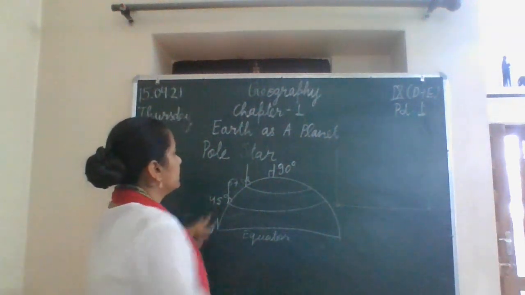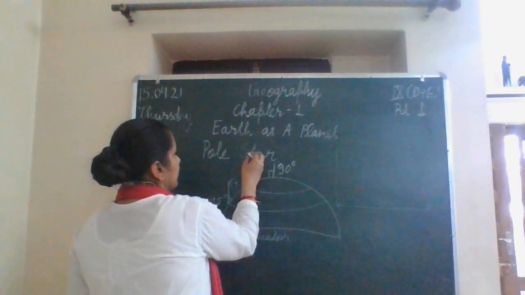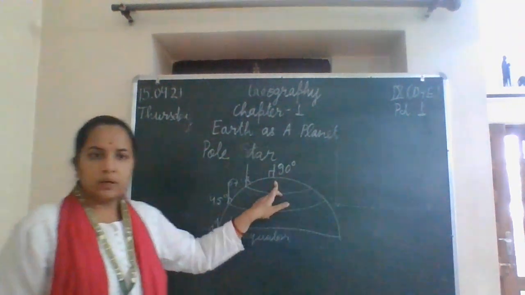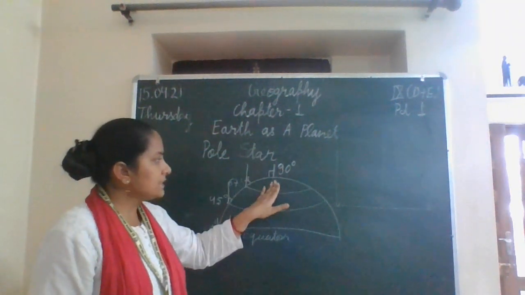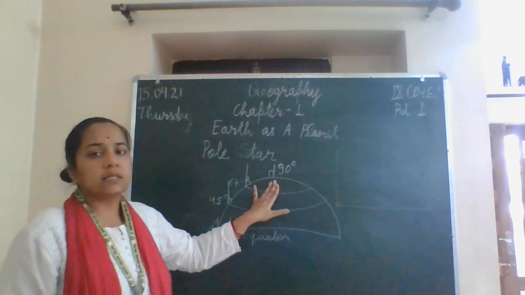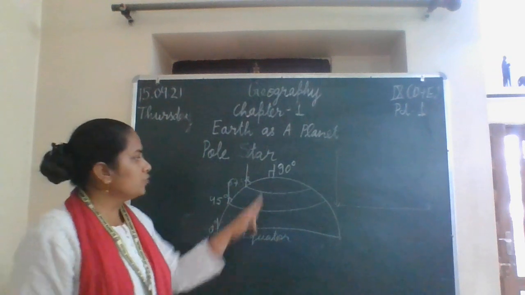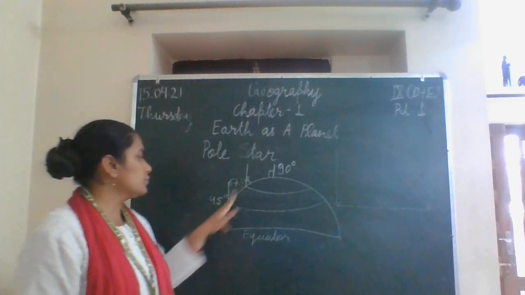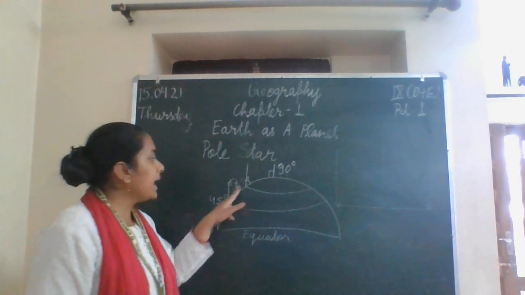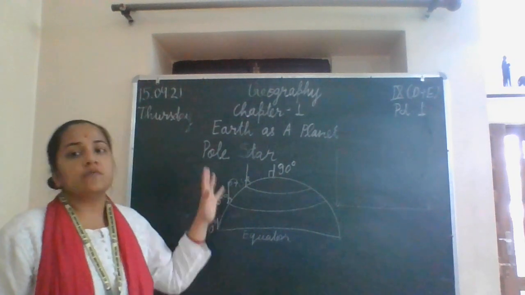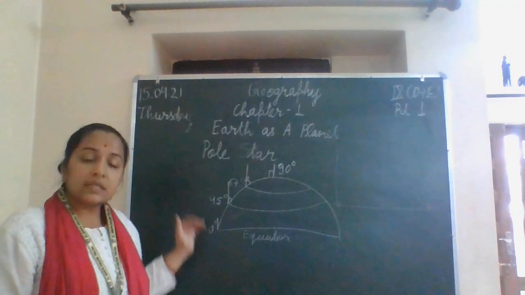So here, in this evidence of the pole star, this is the North Pole. The light falls from the pole star at an angle of 90 degrees, and as we move from the pole star towards the equator, the angle at which the light is falling from the pole star decreases.